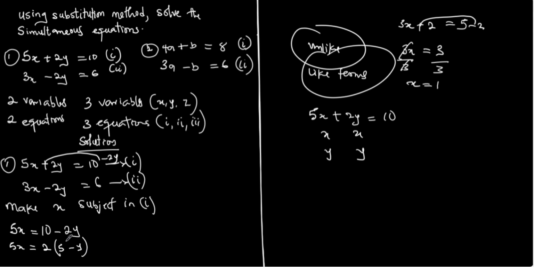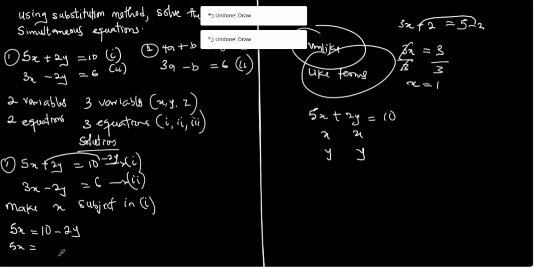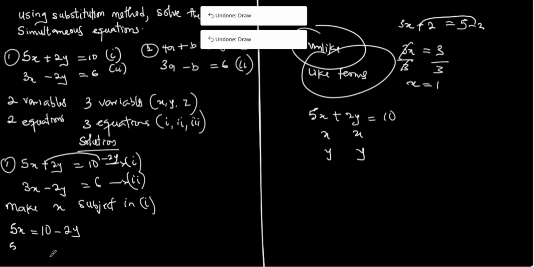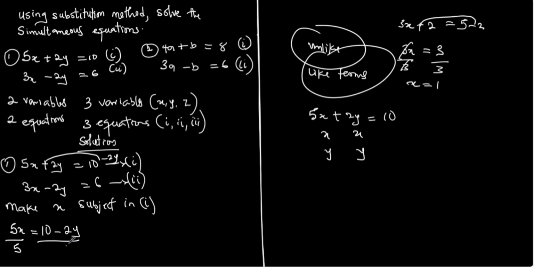But then, for calculation purpose, it is best we leave our answer as 10 minus 2y, right? So that to find the value of x, what do we do? We divide both sides by 5. So that we now say that x is equal to 10 minus 2y over 5. Right. Now, what does that say? We now have a value for x, but in terms of y.